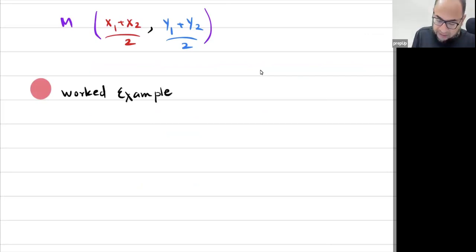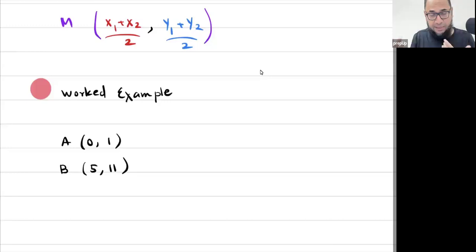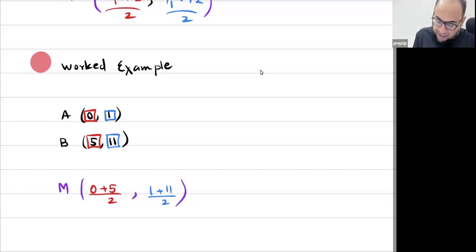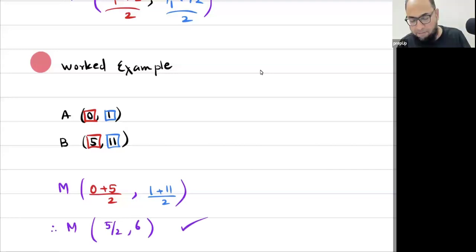Let me write A, 0, 1. Let me write B, 5, 11. I'm just using the same coordinates that we so frequently used. This is 0, this is 5, so this is 0 plus 5 divided by 2. This is 1, this is 11, so this is 1 plus 11 divided by 2. Put a comma over here, put a bracket over here, write M. Therefore, the coordinates of M are 5 over 2, comma 12 over 2, which is 6. Again, pretty basic stuff.